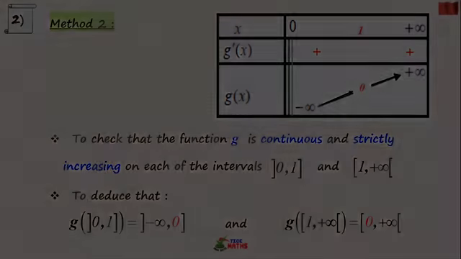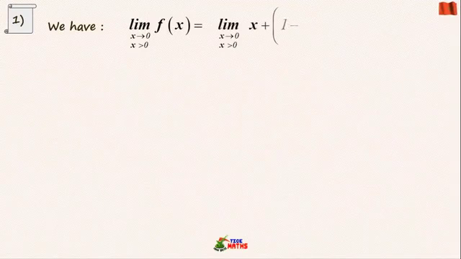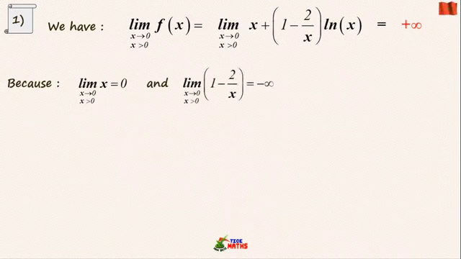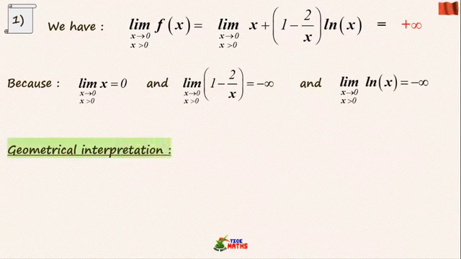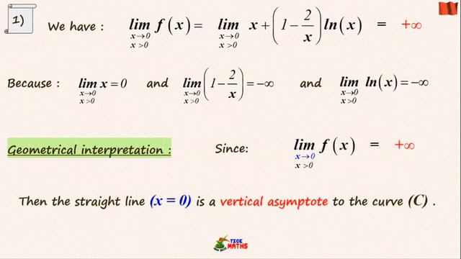Part 2, question 1. The right-hand limit of the function f at 0 can be calculated directly using classical limits and the usual logarithmic limit of ln on the right at 0. Limit f of x at 0 plus is infinite. This means geometrically that the line x equals 0 is a vertical asymptote for the graph C.